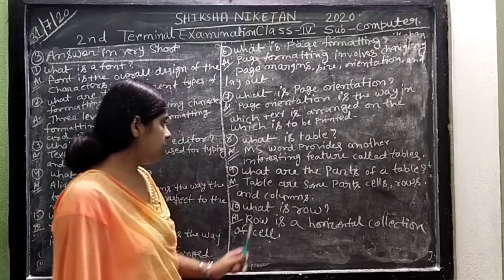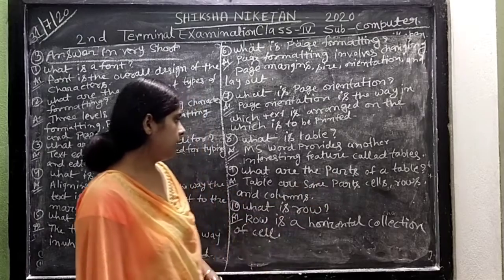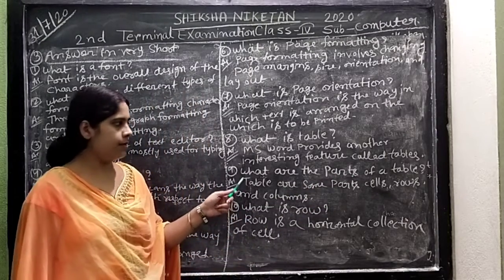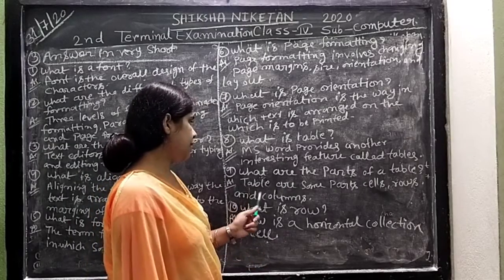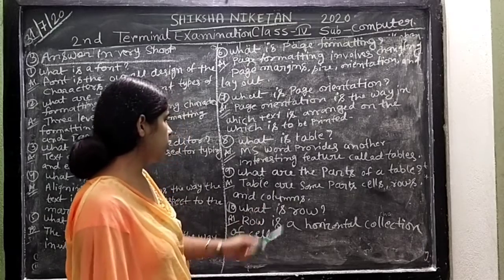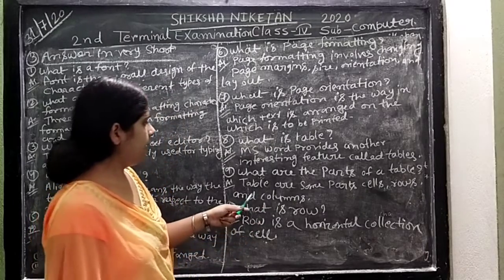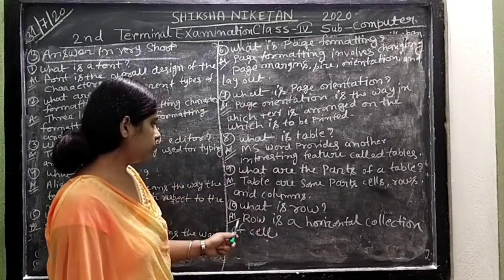Called tables. Question number 9. What are the parts of a table? Answer is here. A table has some parts: cells, rows and columns.